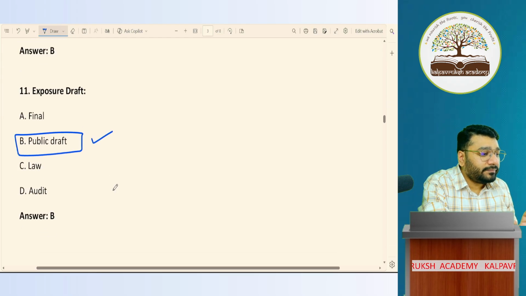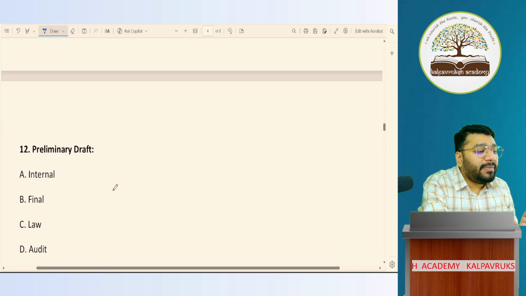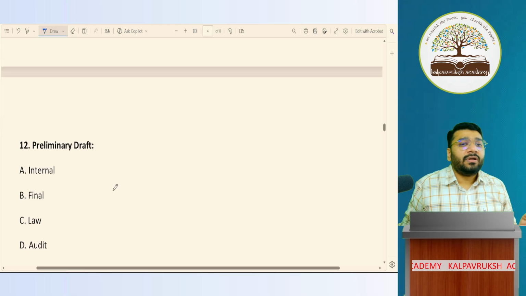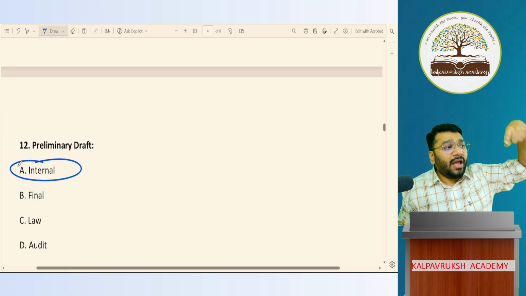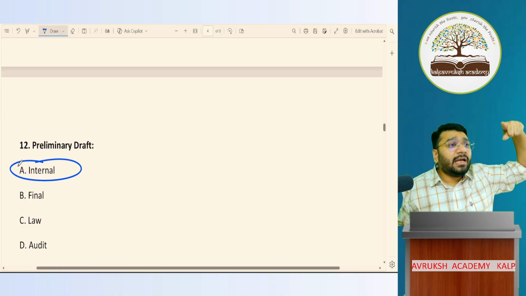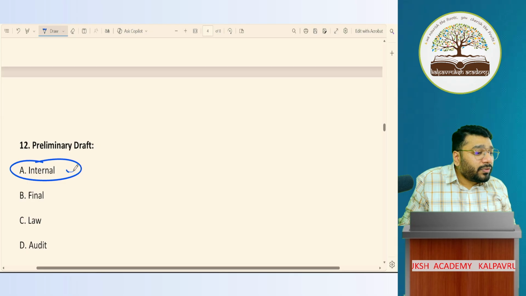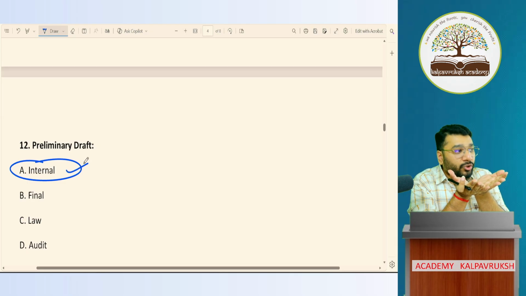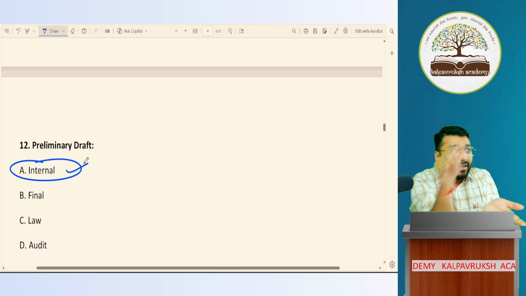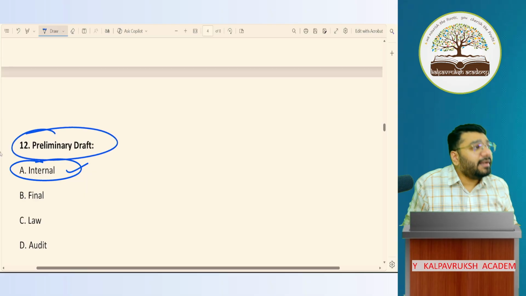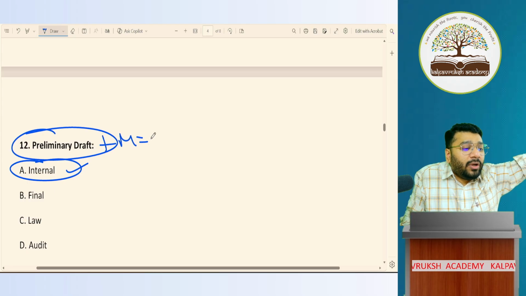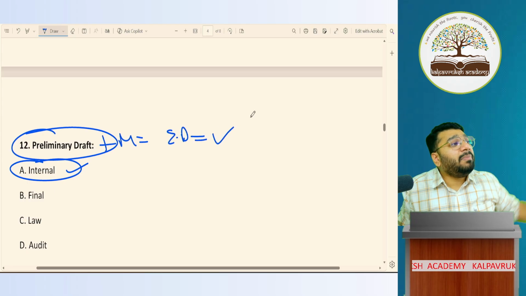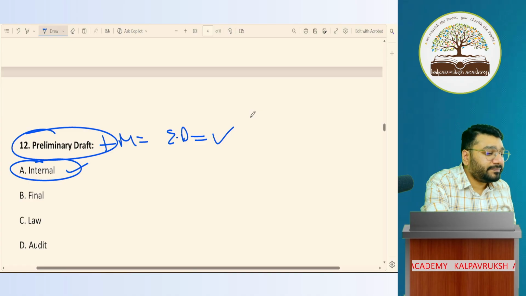What is a preliminary draft? The preliminary draft is prepared for internal review purposes. So internally, council members, regulators, and government authorities who are part of the ASB will review a document called the preliminary draft. Then you make modifications to this and you get an exposure draft, which is given to the public for public comments.